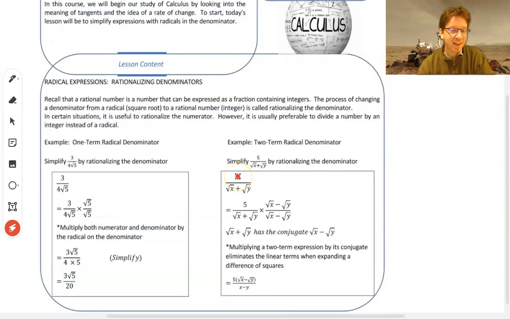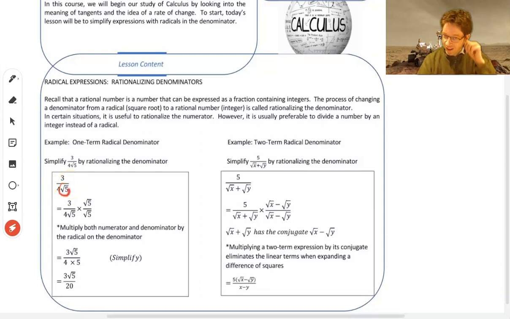mathematical skill that you've all learned before that we should go over today, because we're going to be using it a lot in analyzing different limits in our first chapter. And that is how to rationalize denominators. So let's say you have an expression like this. 3 over 4 root 5.